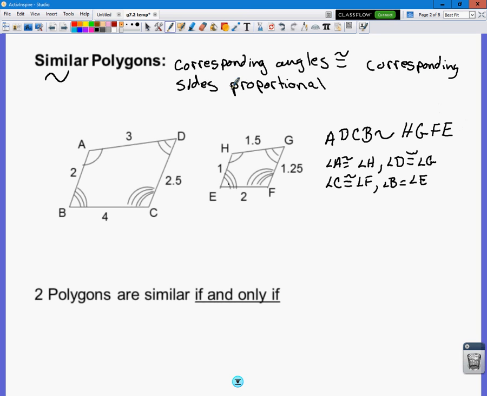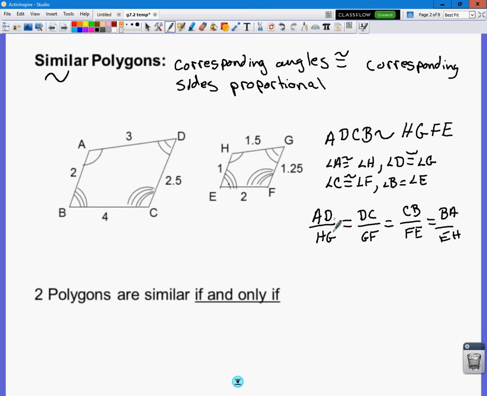The corresponding sides also need to be proportional. So AD, its corresponding side would be HG. It would have to be the same. I'd go to the next side, DC, over GF. Then I'd go to the next one, CB, over FE. And the last side would be BA over EH.